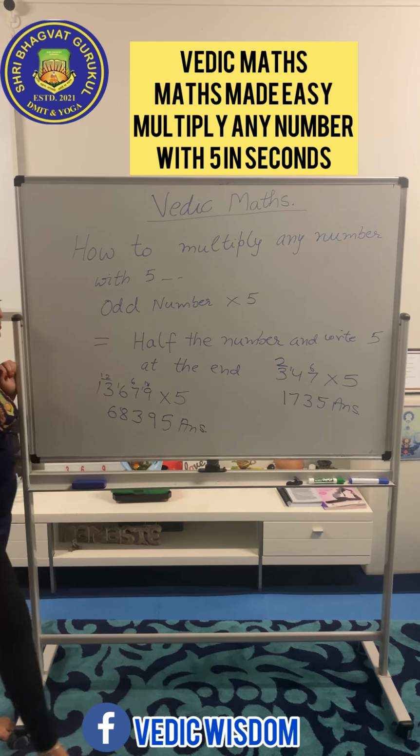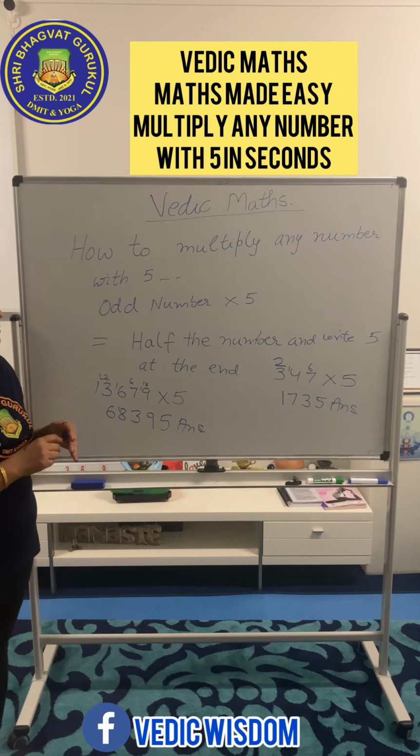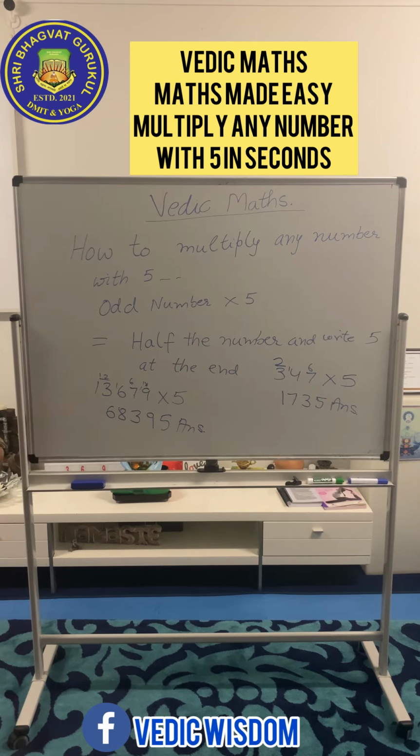That's it. Easy. Simple. You just half the number, and if it's an even number, we put 0 at the end. If it's an odd number, we just put 5 at the end. That's it. That's the rule.